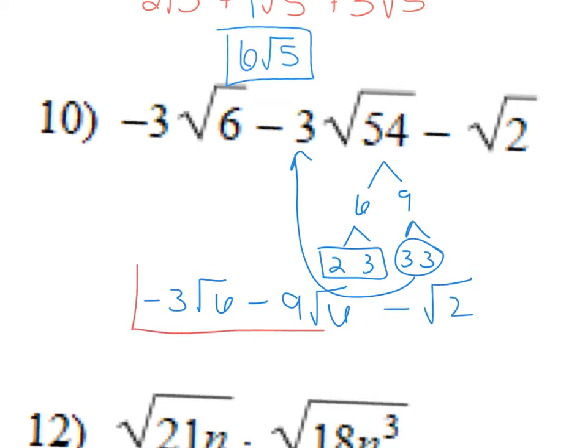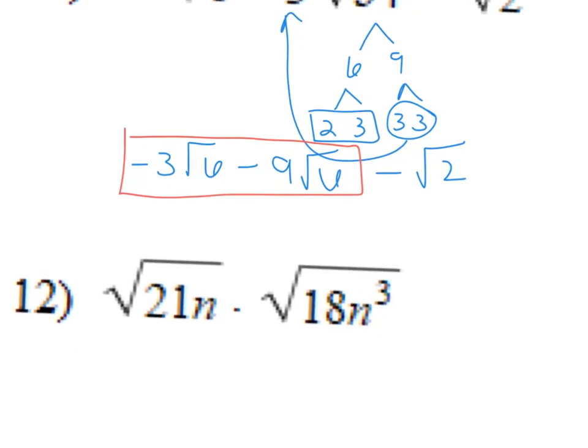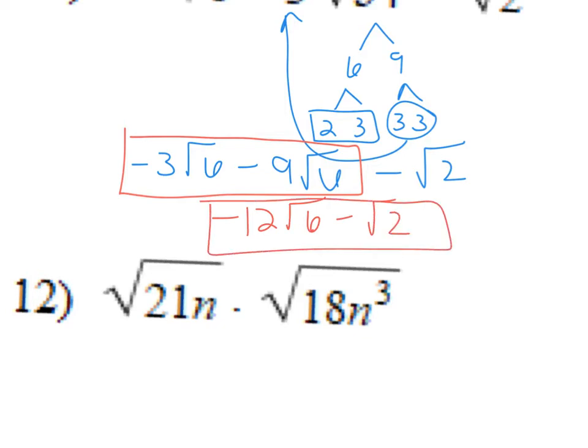Now I combine like square roots so I can put these two guys together. So negative 3 and negative 9 would be negative 12 root 6 minus the square root of 2. And that right there is going to be your final answer.